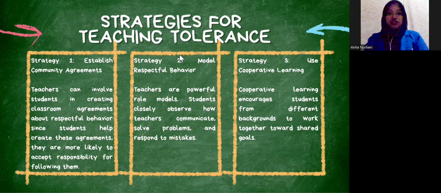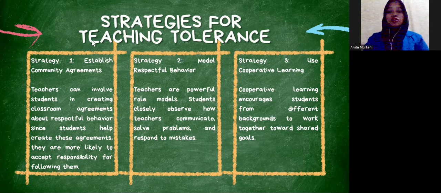Next are strategies for teaching tolerance. The first strategy is to establish community agreements, which means teachers can involve students in creating classroom agreements about respectful behavior. Since students help to create these agreements, they are more likely to accept them and take responsibility for following them.